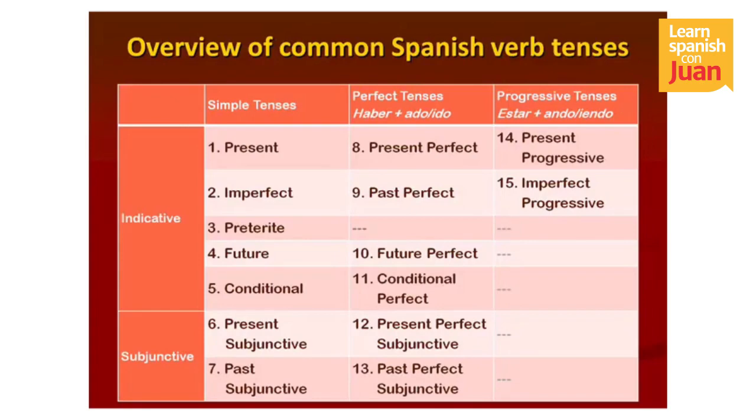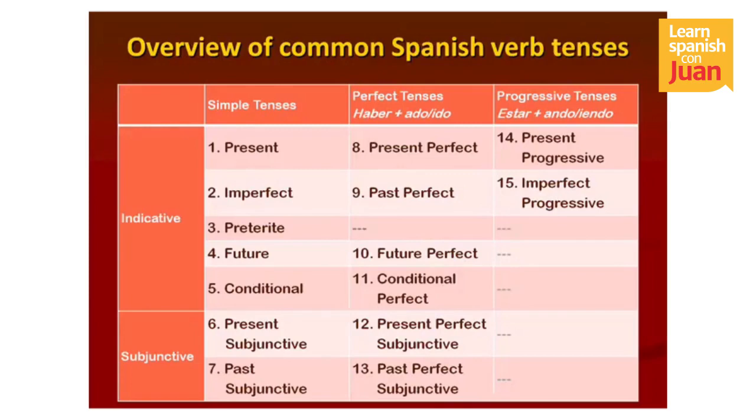Simple because their conjugated forms consist of a single word. Right next to that, we have the perfect tenses, in which the conjugated form consists of two parts, right? The verb haber, which can be conjugated to reflect different time frames, and which is combined with the past participles, hado or ido, okay?